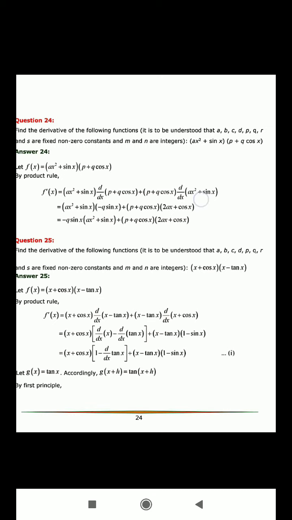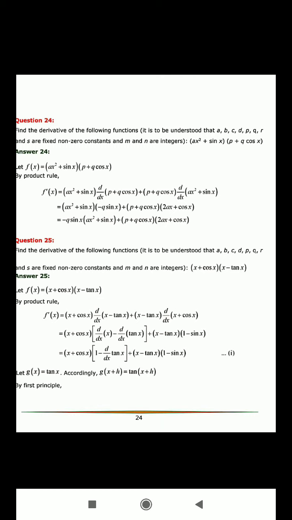Similarly, ax² plus sin x. So in ax², a keep outside, differentiation of x² will be 2x. So it is 2ax. Differentiation of sin x is cos x. Clear? When we differentiate ax², what we will do? We'll keep a outside, d over dx of x², and that will be 2ax. So you will get 2ax. Now further simplify to get the answer.